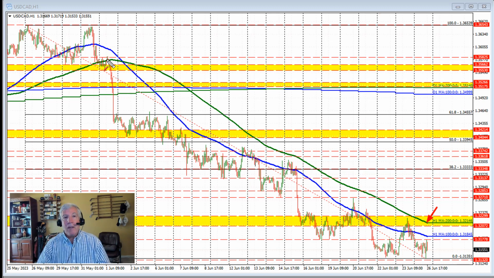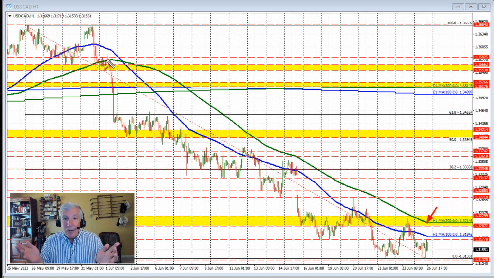In fact, to find a break where the price moved above the 200-hour moving average, that was only briefly. So getting above the 77 level, getting above the 100-hour moving average at 84, getting above the 200-hour moving average at 132.14, those are all the steps that need to happen in the dollar versus Canada to increase the bullish bias.